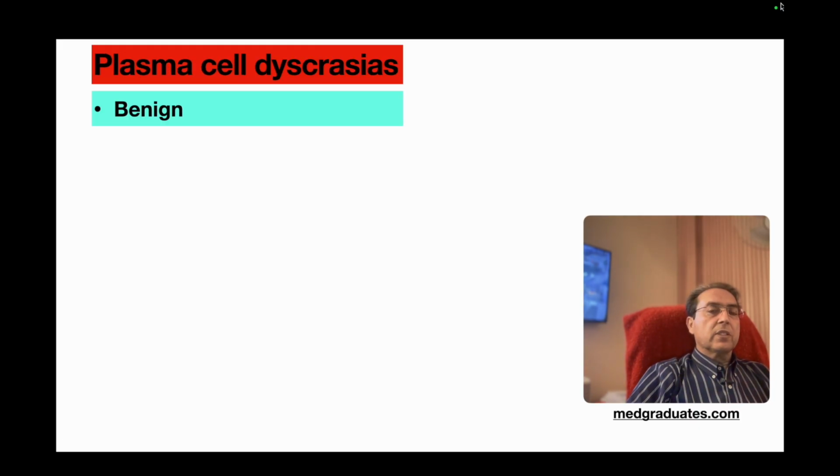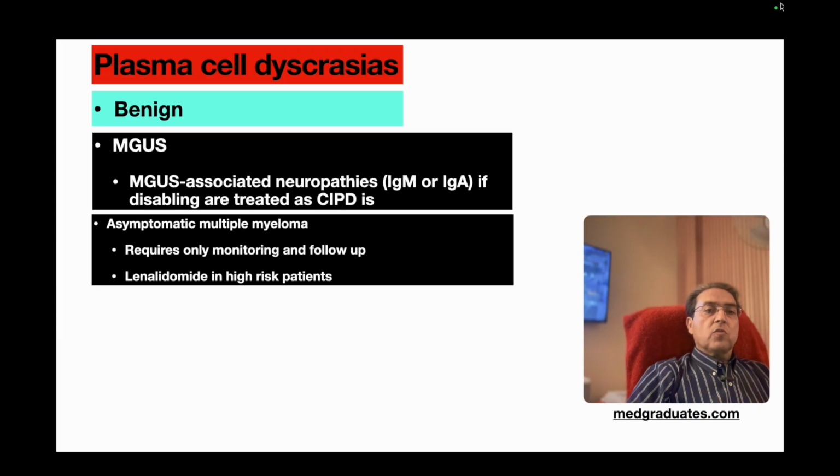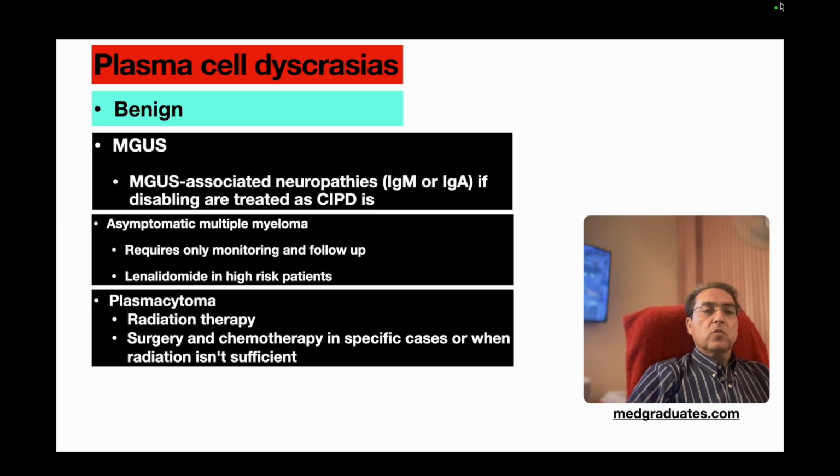The benign conditions generally require observation. Patients who have monoclonal gammopathy of unknown significance may have associated neuropathies, which are treated as CIDP is treated. Patients who have asymptomatic or smoldering multiple myeloma require only observation and follow-up. Only in high-risk patients, lenalidomide may be used. Patients who have plasmacytoma, the treatment is radiation therapy. But in some patients, surgery and chemotherapy may be required if the radiotherapy is not working. But otherwise, the primary treatment is radiotherapy.